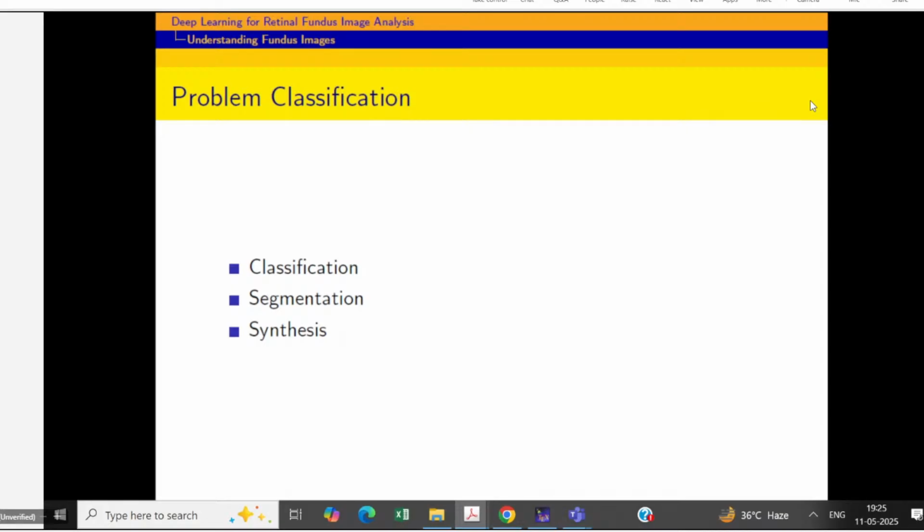So can we synthesize this kind of images? Is it possible to synthesize? We have also done a little bit of work on this. I mean, how to apply these deep generative models nowadays to synthesize the fundus images, and to have a robust training of the models, because the number of images is very small.